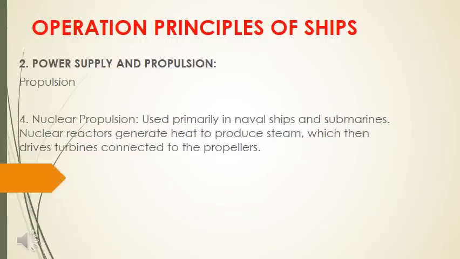Nuclear propulsion is primarily used in naval ships and submarines. Here, nuclear reactors generate heat to produce steam, which then drives turbines connected to the propellers.